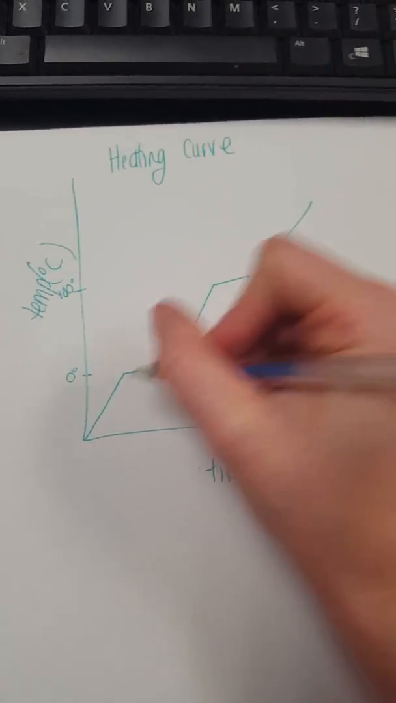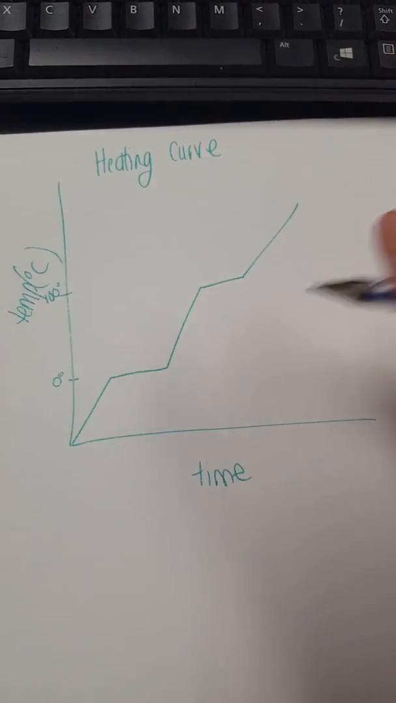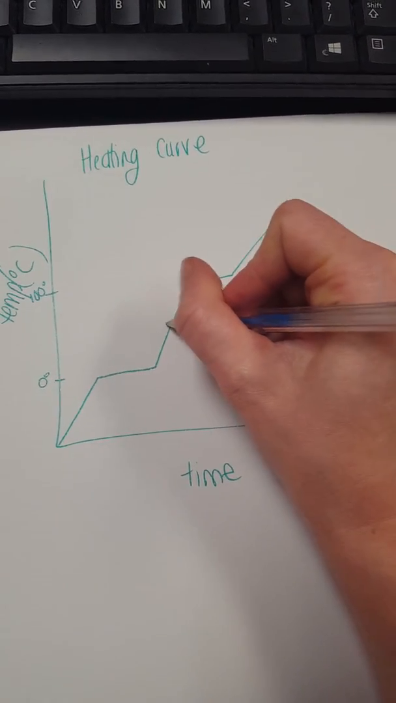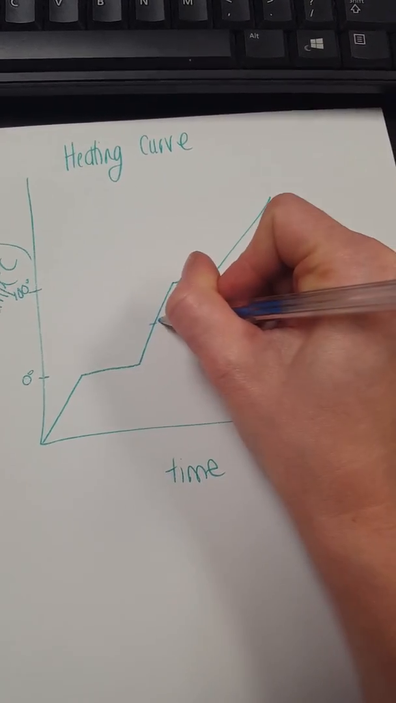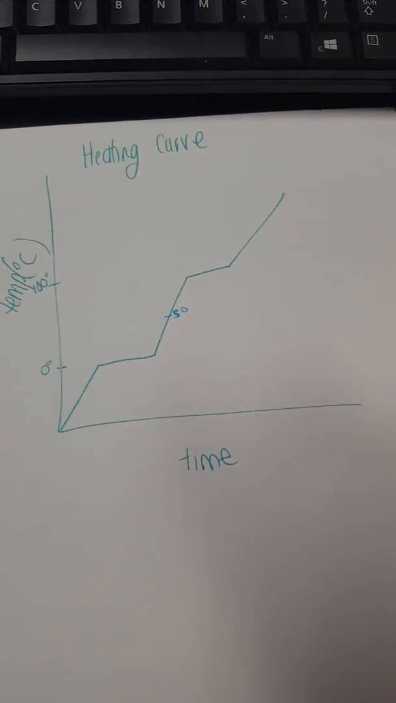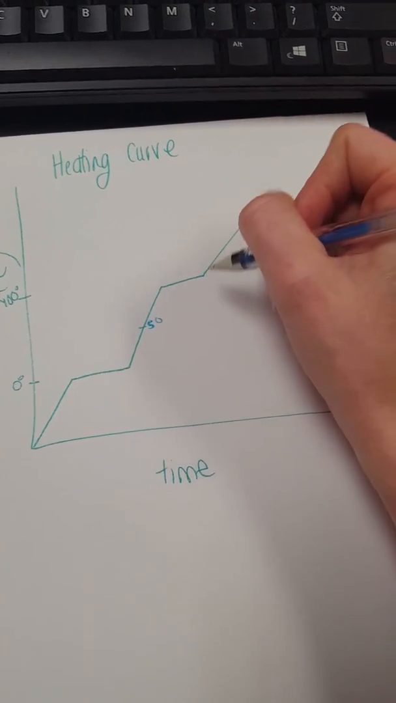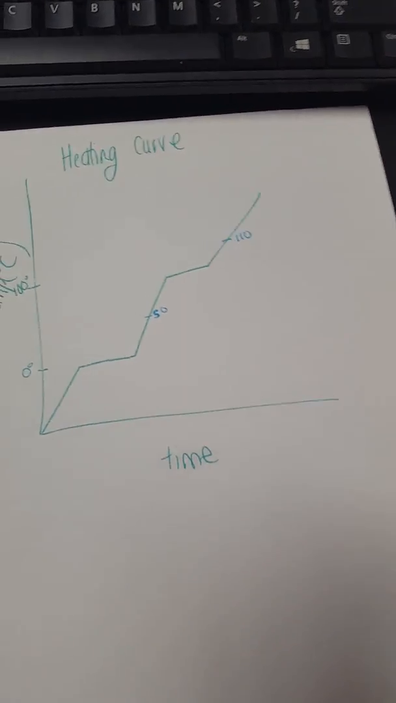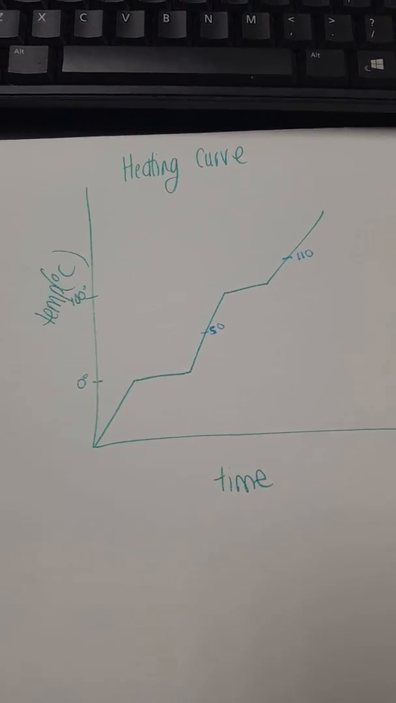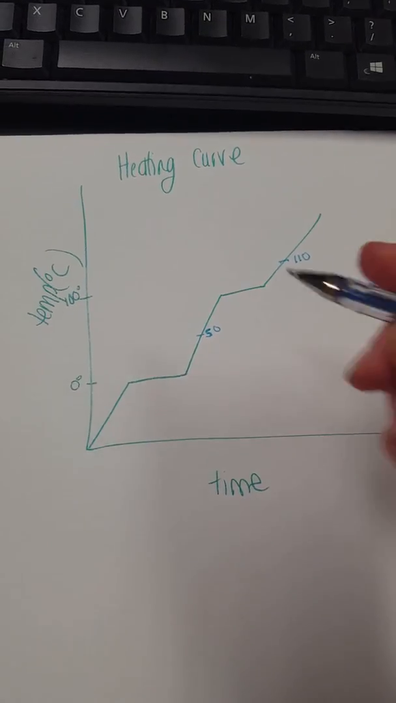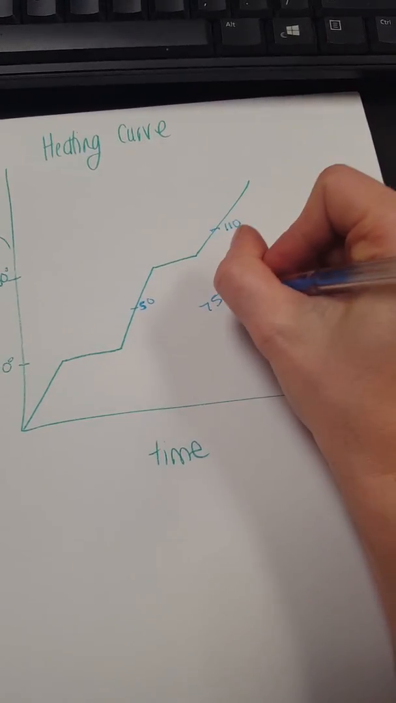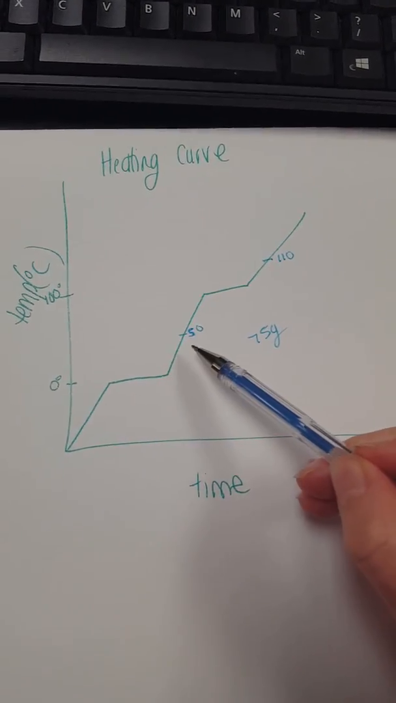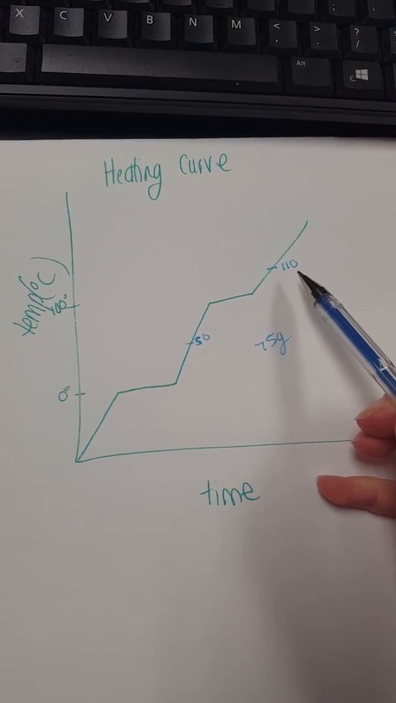Okay, so let's go from 50, because that's a nice round number. Oh, I have no calculator ready for this. We may do it without calculators. And let's go to 110. So it might say, how much energy does it take to heat up 75 grams of liquid water from 50 degrees Celsius to 110 degrees Celsius.